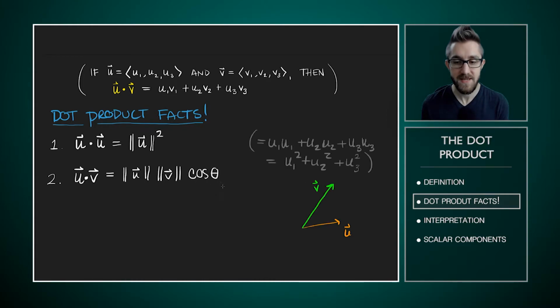And what this means is if u and v are any vectors, either two-dimensional or three-dimensional, then remember that vectors are only directions and magnitudes. It doesn't matter where in space we draw them.